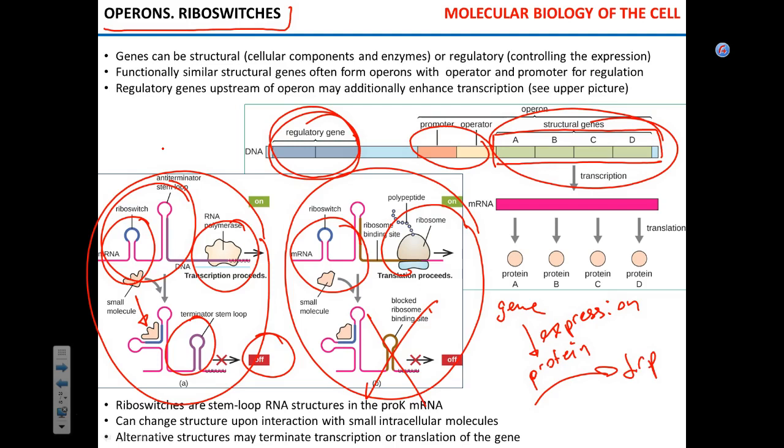If tryptophan accumulates in large quantities, it can interact with the riboswitch, turning off its own production by turning off the expression of the gene that's responsible for the tryptophan production. Does that make sense? So riboswitches are essentially regulated in a negative feedback manner. A lot of those small molecules are produced by the proteins that are expressed by certain genes, or they're byproducts or metabolites and whatnot. Does that make sense?